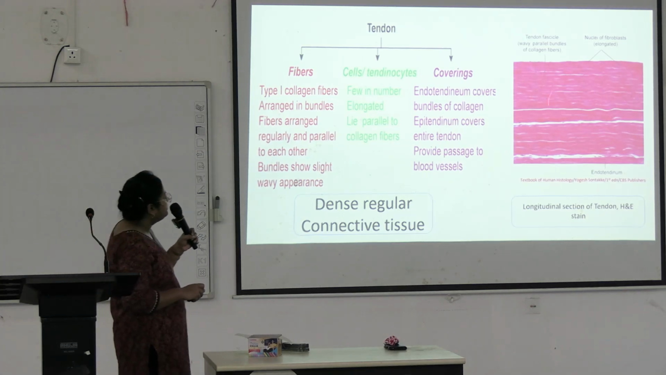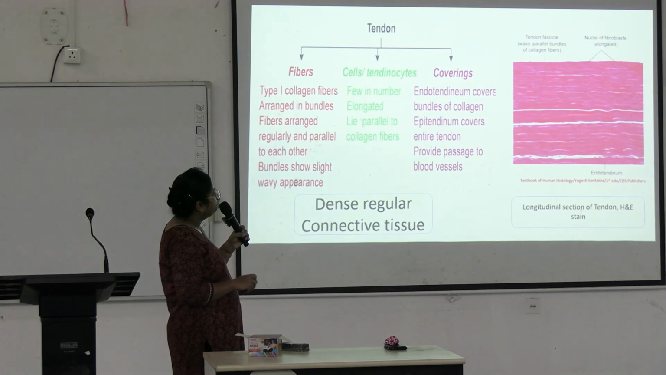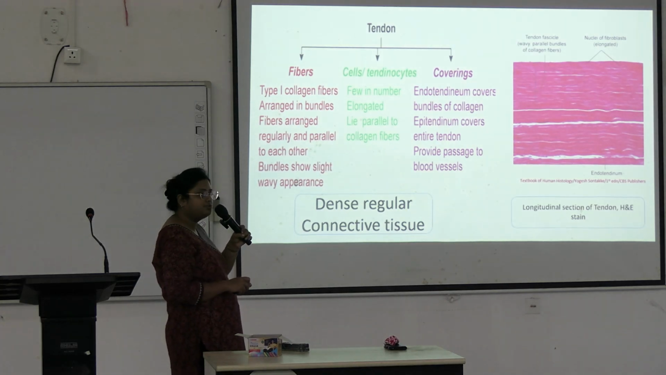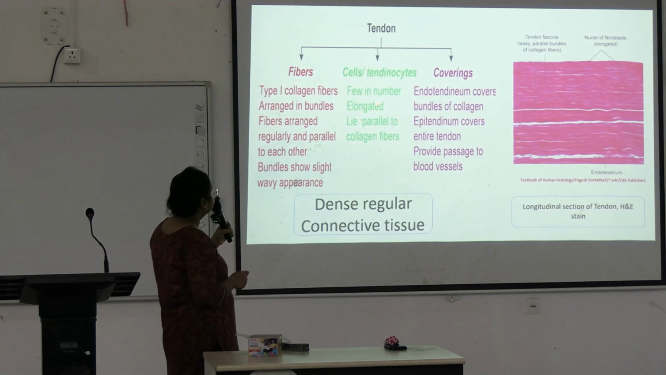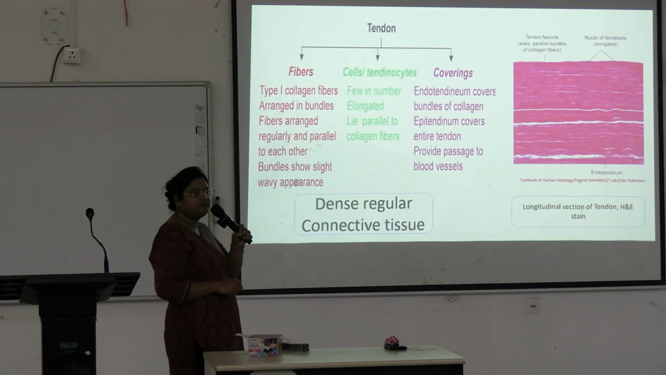See here, this is a section of tendon. These are collagen fiber bundles, and each bundle is covered by connective tissue covering, that is forming the endotendinium, and the whole of the tendon is covered by epitendinium.